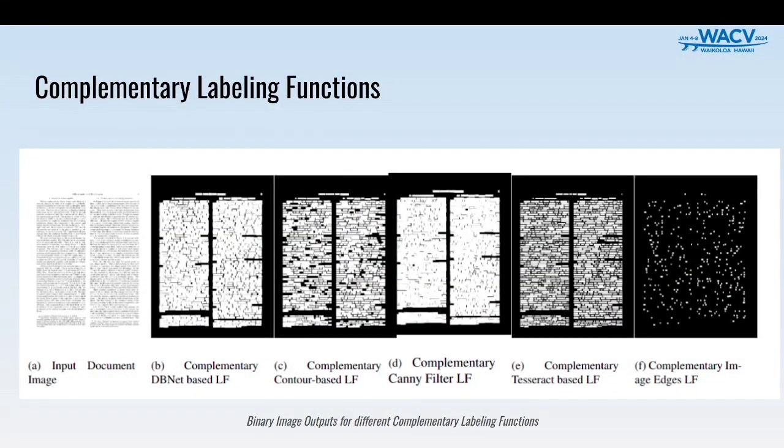On the other hand, we also have complementary labeling functions. Here they also trigger on the black region, but the difference is they label non-text regions. So they abstain from labeling the white region and they label the black region. We need complementary labeling functions because one labeling function is associated with only one class, and we need to take into account both classes, text and non-text, hence we have another set of labeling functions.